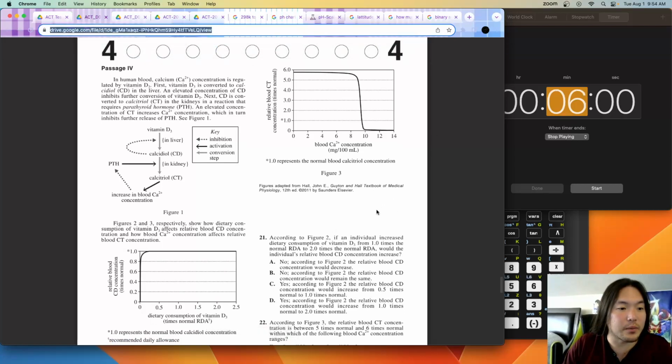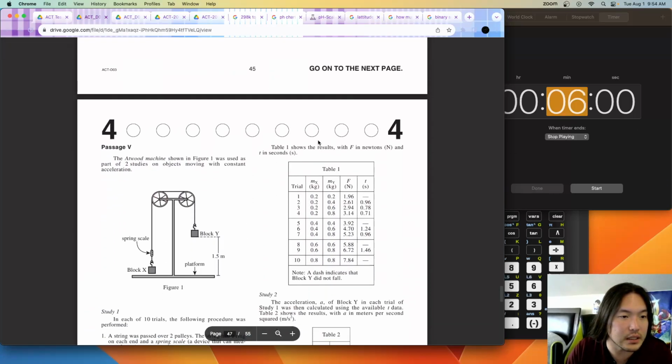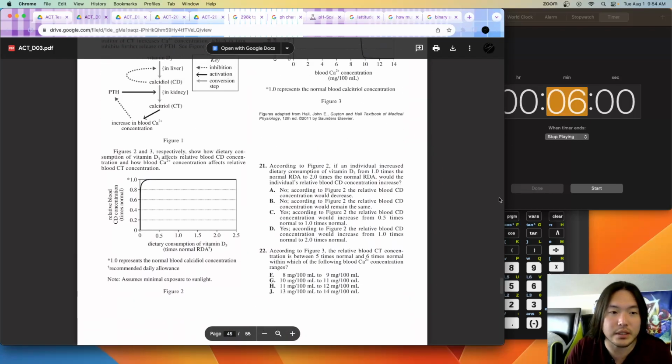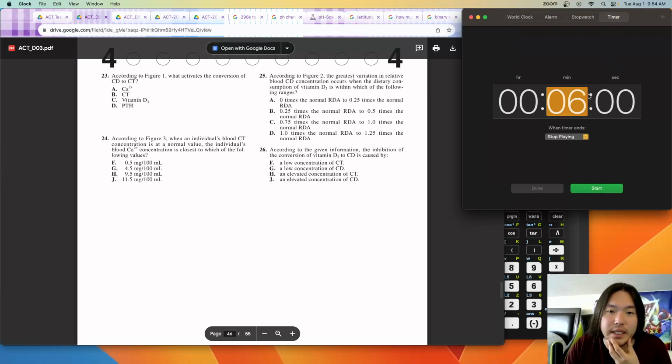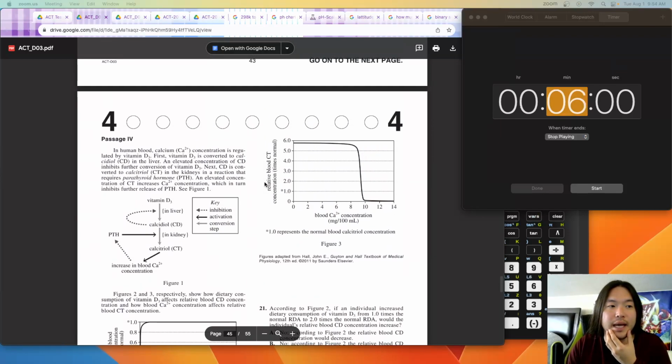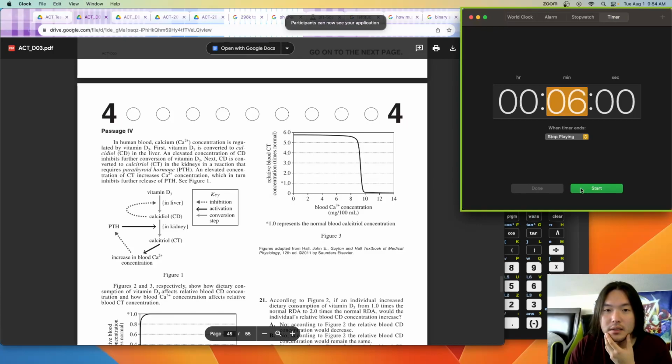Okay. So now we're on page 45 and 55. We're back in the essay, ACT 2020 science, questions 21 to 26. All right, we have just enough time. Let's go ahead and get started. 6 minutes on the clock. Paper, pencil ready. You're looking at page 45, passage 4. Work quickly, eliminate incorrect answers. You can definitely go over any questions that you miss. Let's begin.